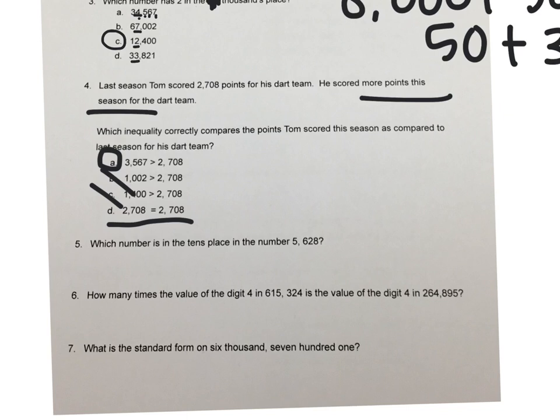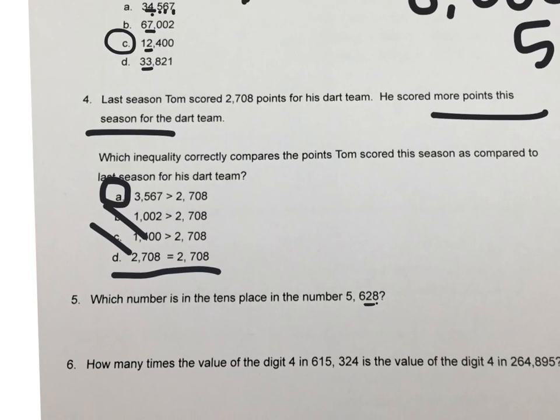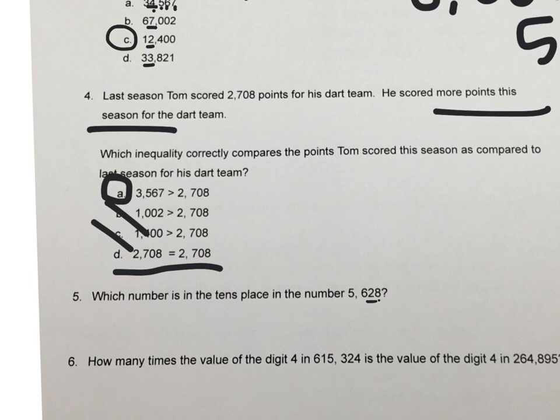Now, number 5. Which number is in the tens place in the number 5,628? So we know that this is the ones, this is the tens place. So out of your answer choices, oh, sorry, this one doesn't have answer choices. So here you would just write that a 2 is in the tens place.